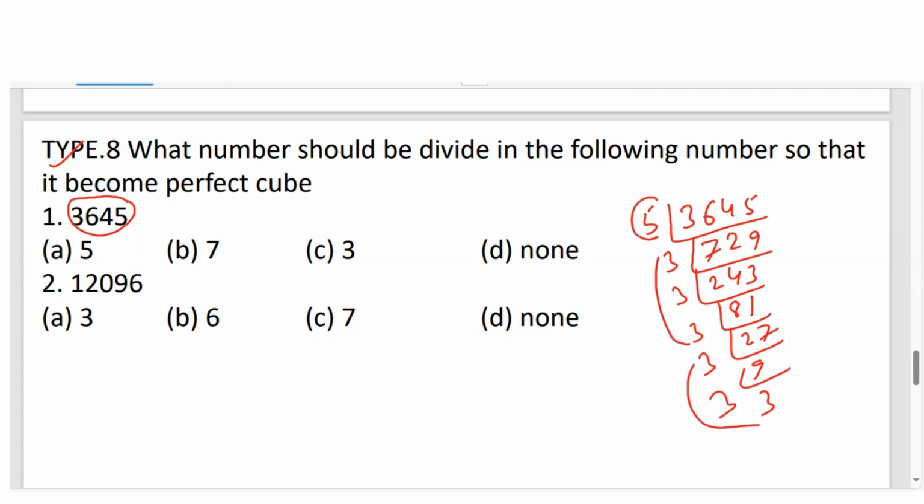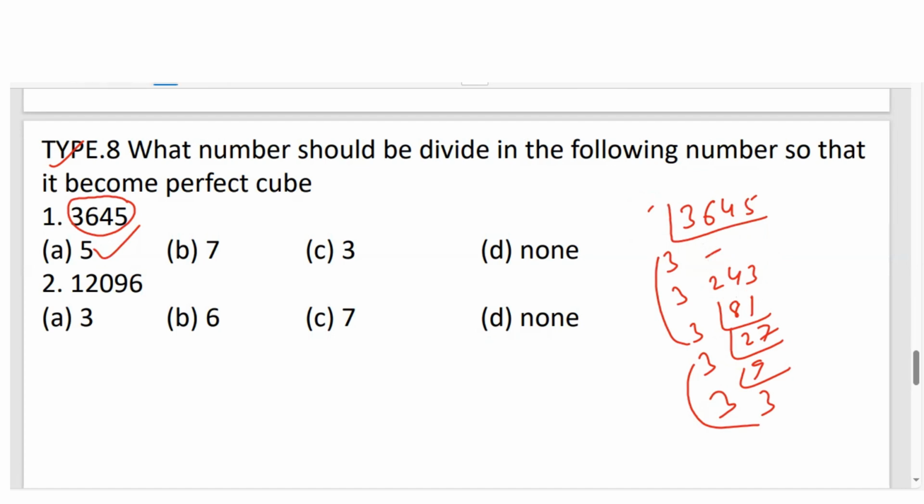Here only one 5 is remaining. That means if we divide this number by 5, it will be cancelled out. Then every factor will be a triplet. It becomes a perfect cube. So if we divide this number by 5, that means the technique is what? What number has no triplet? That is your answer. Here 5 is only one time, so our answer is what? 5. Similarly, we have the next question.